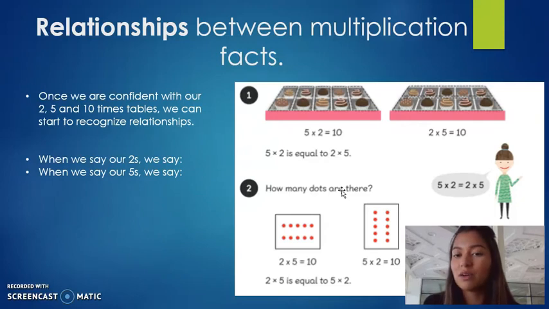This simply means that when they're confident in these multiplication facts, they will start to see that when we say our 2s, we say 5 times 2 is 10. When we say our 5s, we say 2 times 5 is 10. When we say all the different numbers that correlate between the 2s, 5s and 10s, they just start to recall answers a lot quicker.